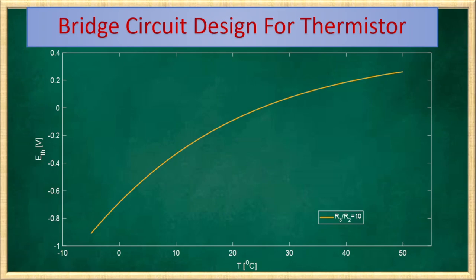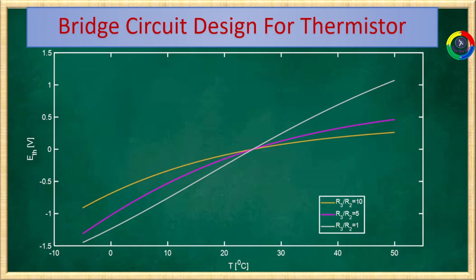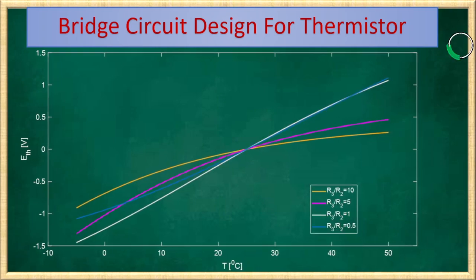Let's take also another ratio, R3 over R2 equal to 5. And this is the new relationship between T and ETH. Next, let's assume this ratio to be 1. And this is the behavior of the graph. Again, let's assume this ratio to be 0.5. And this is the curve. These are now the four graphs obtained by setting R3 over R2 to different values.